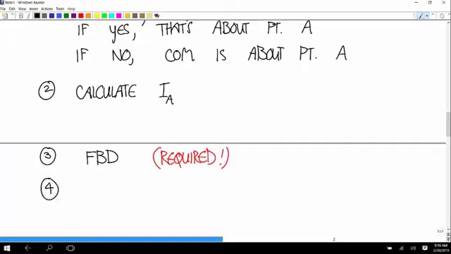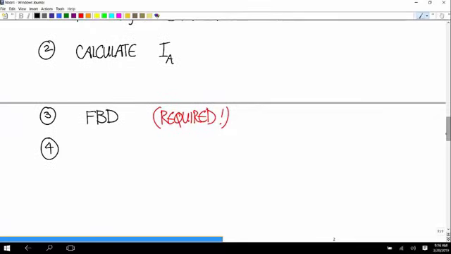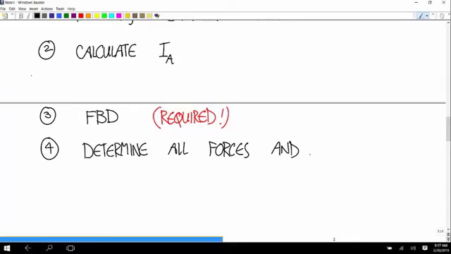Fourth, determine all forces and moments. Well, I guess that's sort of part of the free body diagram, but do it mathematically.